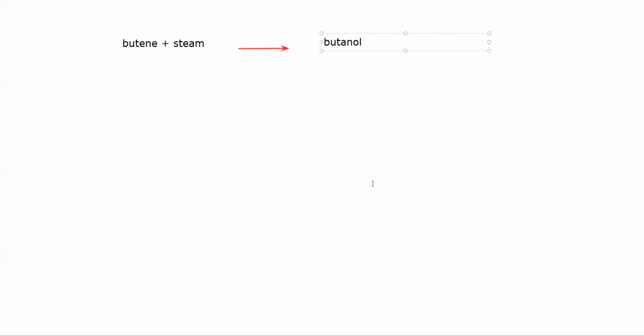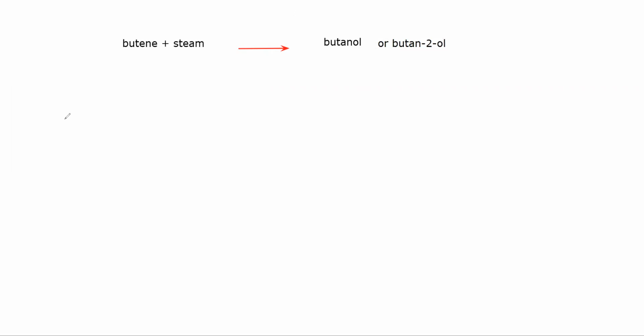If it was hydrogen, then butene plus hydrogen gives butane, but butene plus steam will give butanol. Because butene means the first two carbon atoms have a double bond, so it can be butanol or butane 2-ol, any one of them.